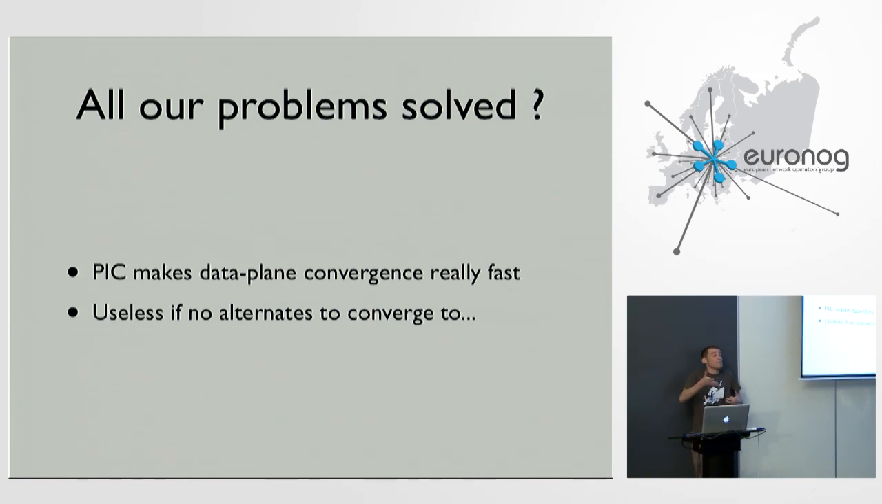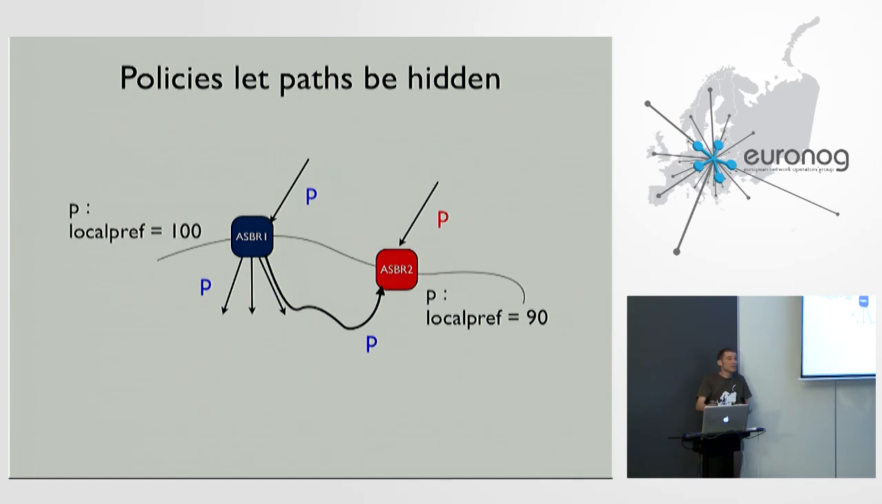So, PIC makes the data plane convergence very fast if you have alternate paths to converge to, right? And the problem is that there are many cases where the routers only have one next hop at failure time. They will reconverge and, with iBGP path hunting, discover another path, but there are many cases where they only know one at the failure time. Why? Well, the first reason is the policies that you configure in your network, which will typically lead to a case where all the nodes in the network prefer one single next hop.